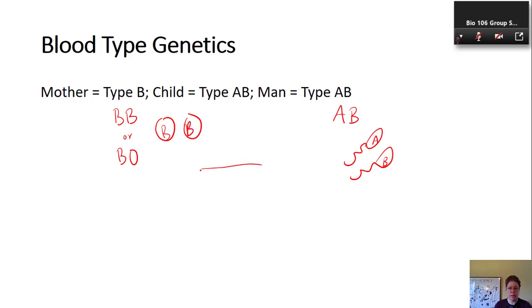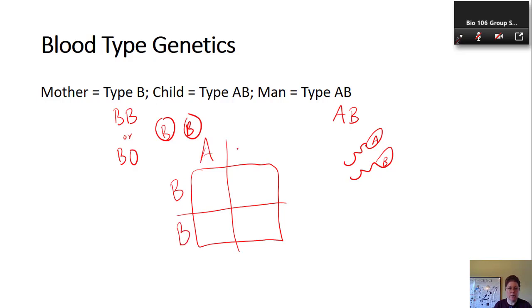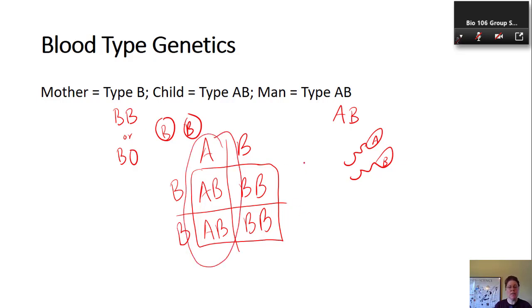All right, so let's do a Punnett square. So we have mom, big B. We have dad, A, B. Child would be A, B, B, B, A, B, or B, B. So is it possible for these two to have a child with type AB? Yep, absolutely. They have a 50-50 chance, right?